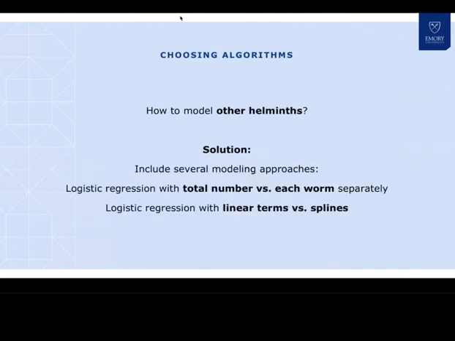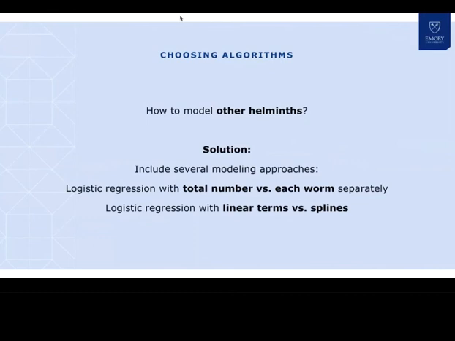Okay, so this question of how to model the other worms, right? So really this is where SuperLearner sort of shines, is you can tell your collaborator, well, we don't have to pick just one model, right? We don't have to understand if it's a linear relationship or a threshold relationship, or whether we should include each worm separately or interactions between the worms and so forth. We just throw them all in the mix, right? And so that was our solution here, is just to include several different modeling approaches for those worm variables.